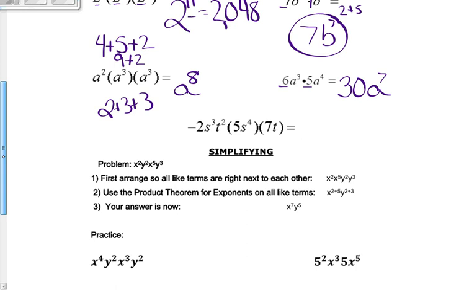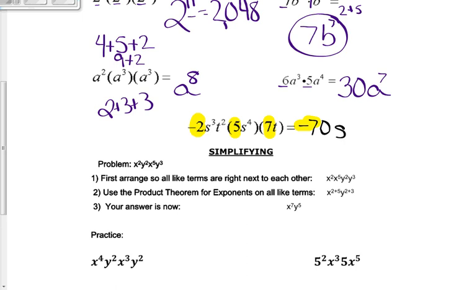All right, now for our next one, a little trickier. We're going to first do our whole numbers. All right, so negative 2 times 5 is negative 10. Negative 10 times 7 is going to be negative 70. Oops, it helps if I write them with the pen. There we go.